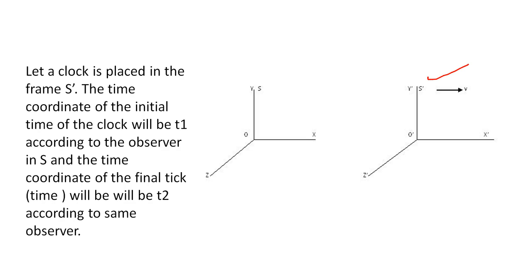The time coordinate of the initial time of the clock will be t1 according to the observer in S, and the time coordinate of the final tick will be t2 according to the same observer. Now what does it mean? It means that at 11 o'clock is the first tick, that is t1, and after 1 second, it is t2. This is the meaning of t1 and t2.